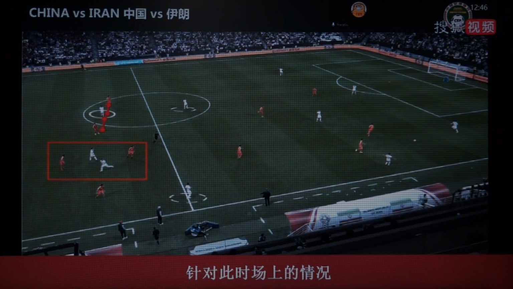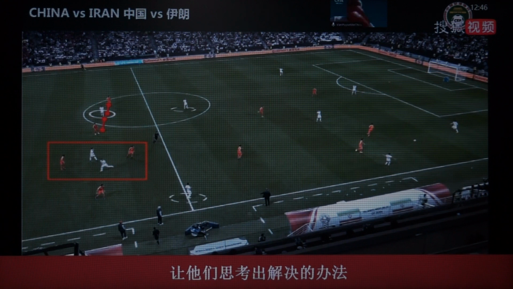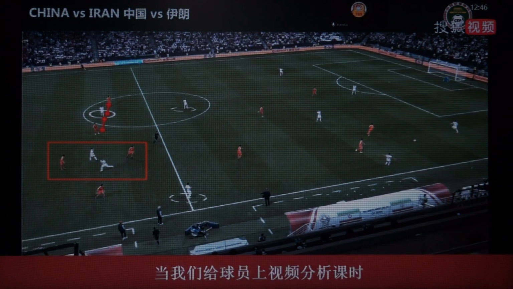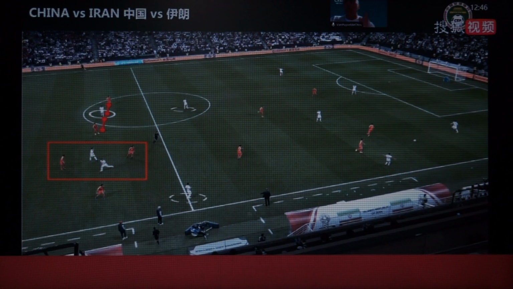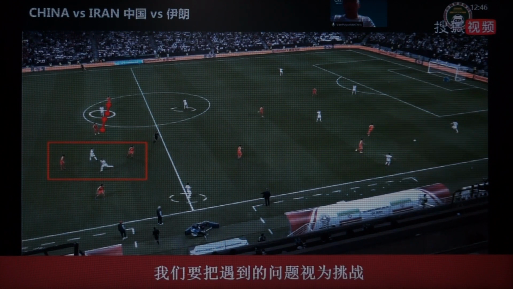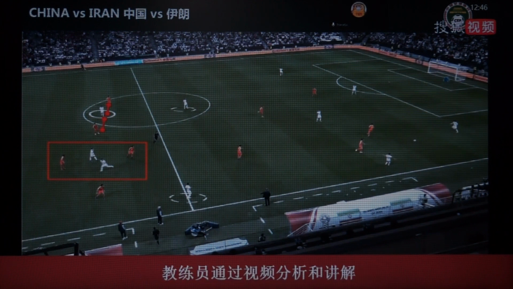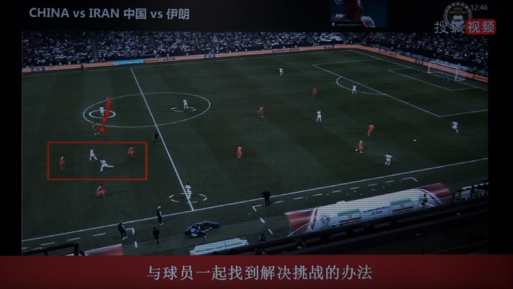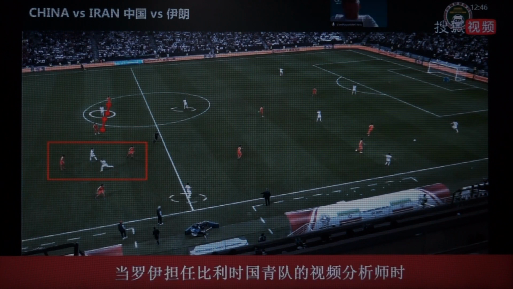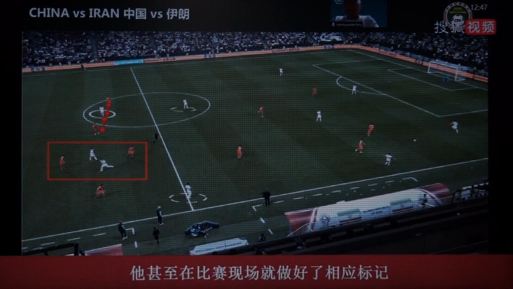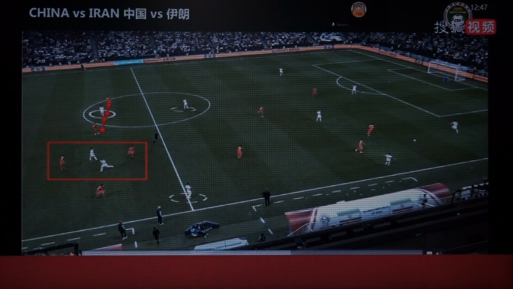So what you see here is that Roy made a fantastic overview of how to work with your players as a coach. That's one of the tasks of an analyst, to show very clearly what are the problems, not the problems, what are the challenges, and how we can be better. So the coach and the analyst have to work together to solve these challenges. The moment that Roy was analyst for the young national team of Belgium, he even tagged this when he was looking to the game.